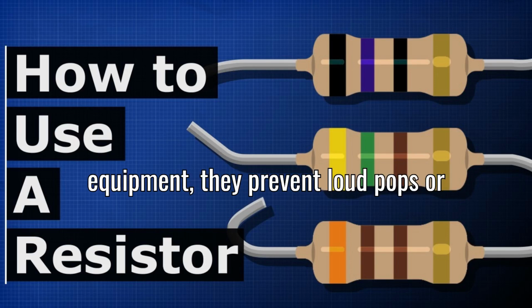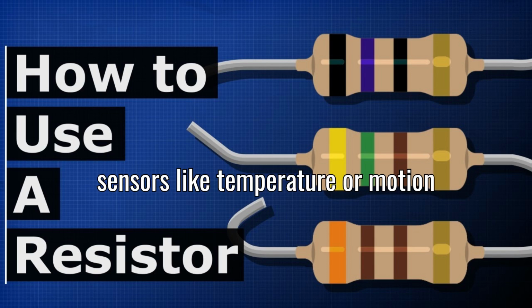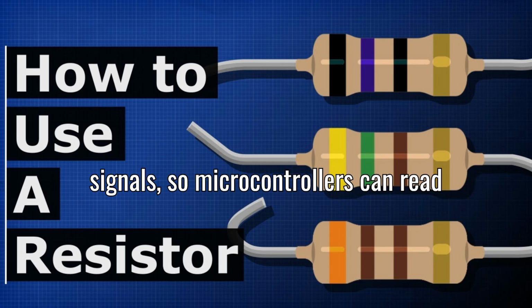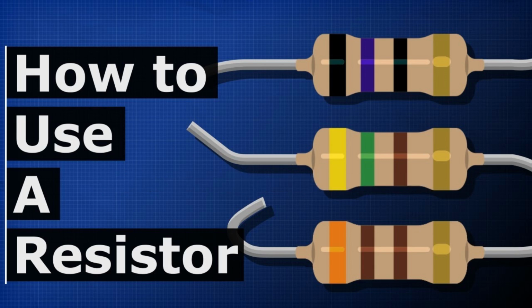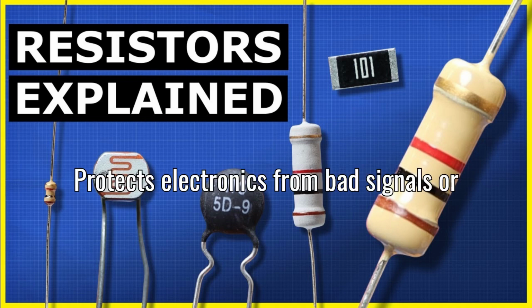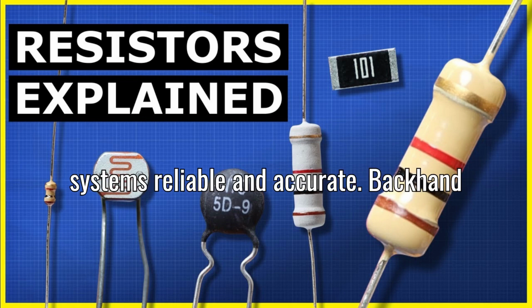In audio equipment, they prevent loud pops or crackles by smoothing signals. In sensors like temperature or motion detectors, resistors condition weak signals, so microcontrollers can read them correctly. Why it matters. Ensures clear communication in devices. Protects electronics from bad signals or surges. Makes sensors, radios, and digital systems reliable and accurate.